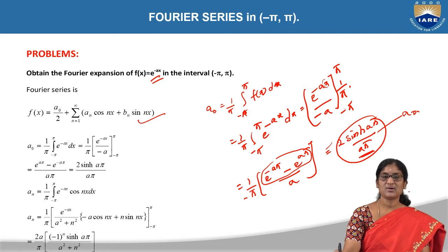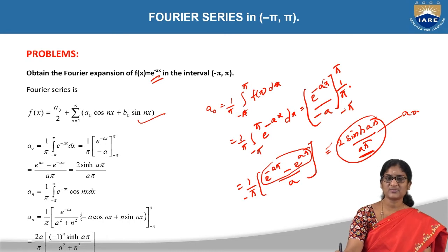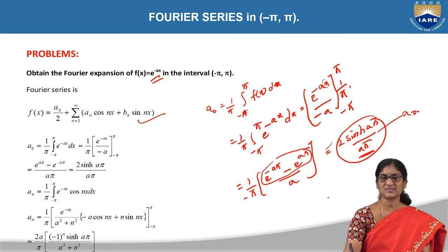So an is equal to 1 by pi integral minus pi to pi e power minus ax. Here f of x is e power minus ax, and the formula is the integral of f of x into cos nx dx. So we substitute the given function: e power minus ax cos nx dx. Both are continuously differentiable functions, so integrating by parts does not work out here.